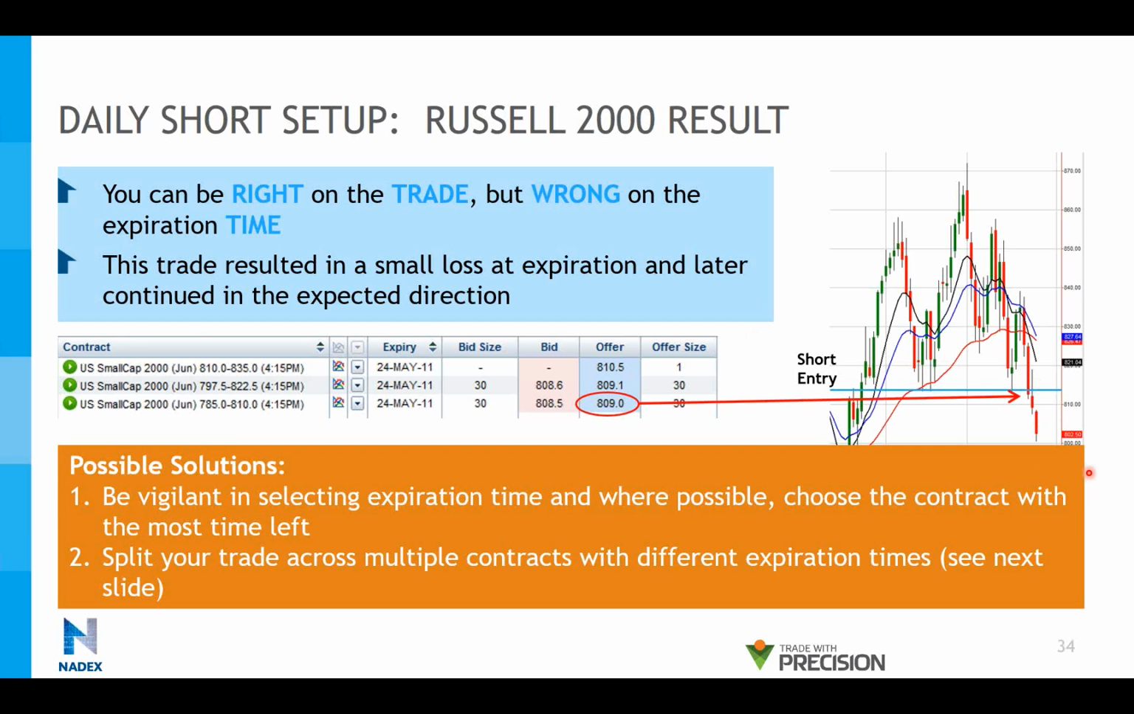Do we like that? No, we don't like it. Does it happen? Yeah, sure, it happens. It's all part of the game. How can we approach this? There are two possible solutions. You want to be vigilant in selecting expiration time and, where possible, choose the contract with the most time left.